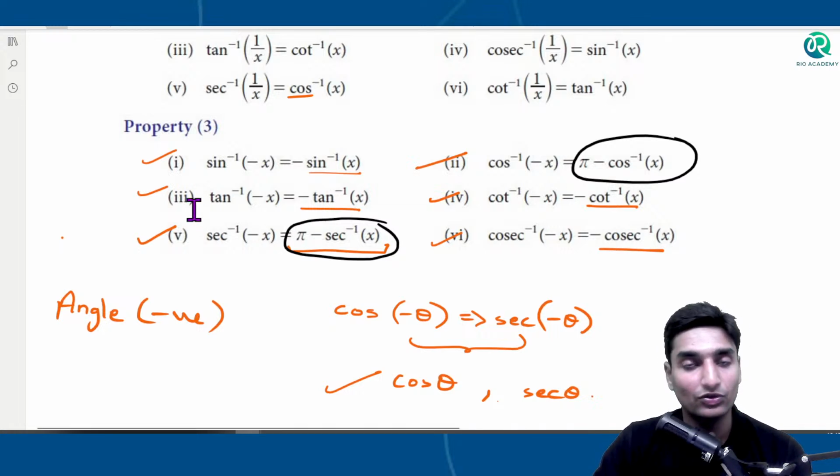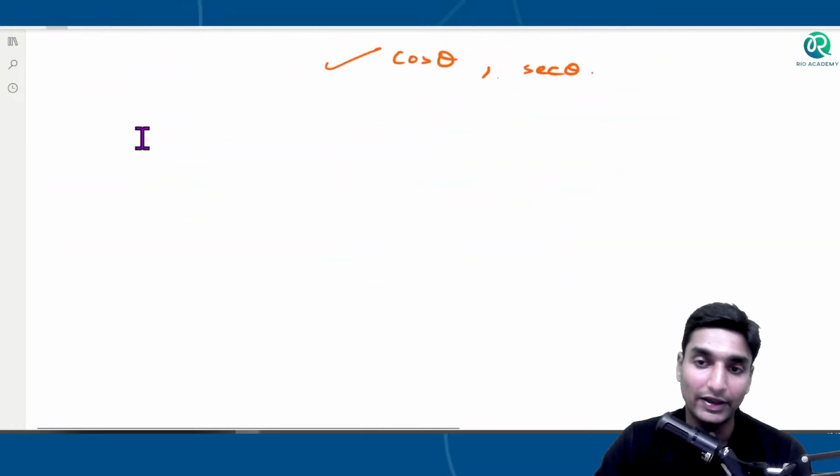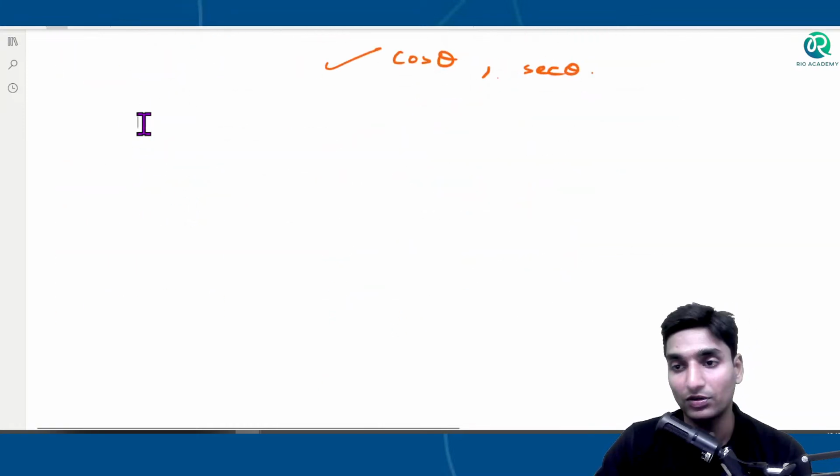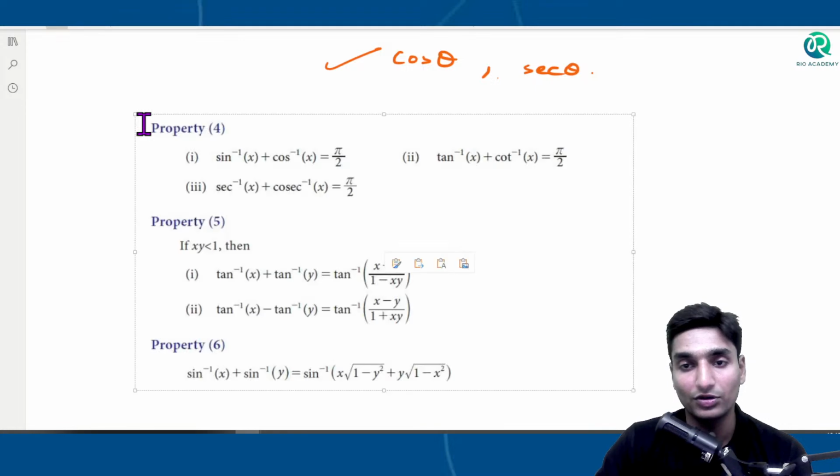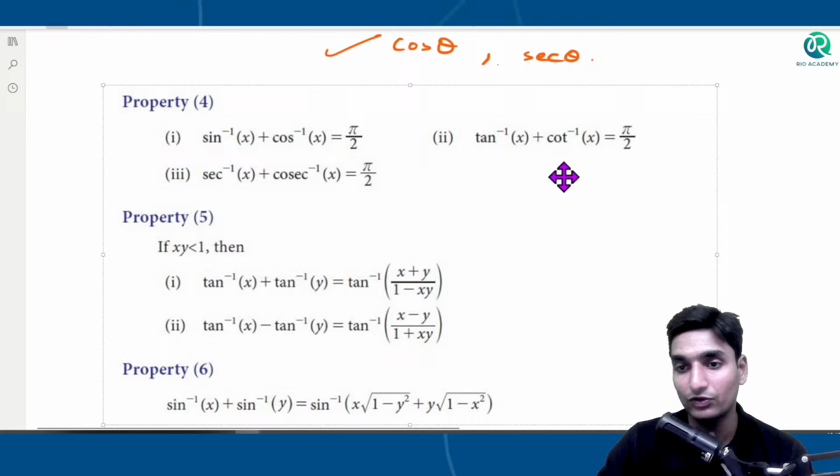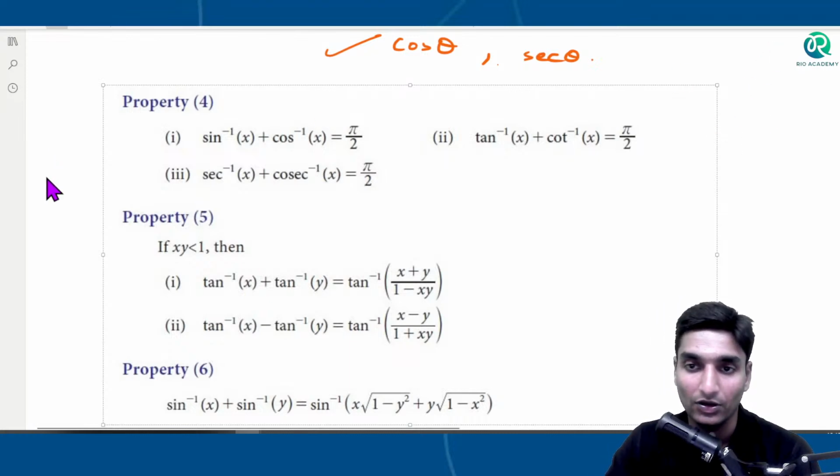Those formulas also you need to remember. Okay, that is going to happen with your practice. You don't need to learn the formulas by heart. So basically these are some of the formulas, guys, that we'll be using while solving the inverse trigonometric functions.